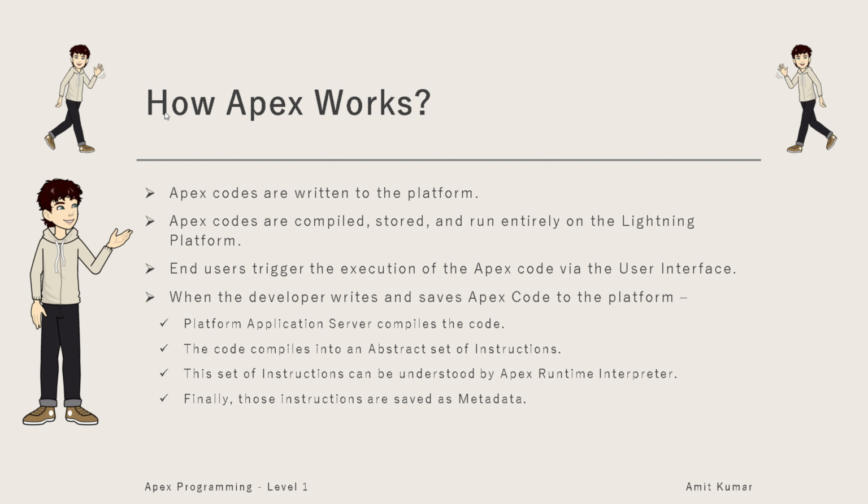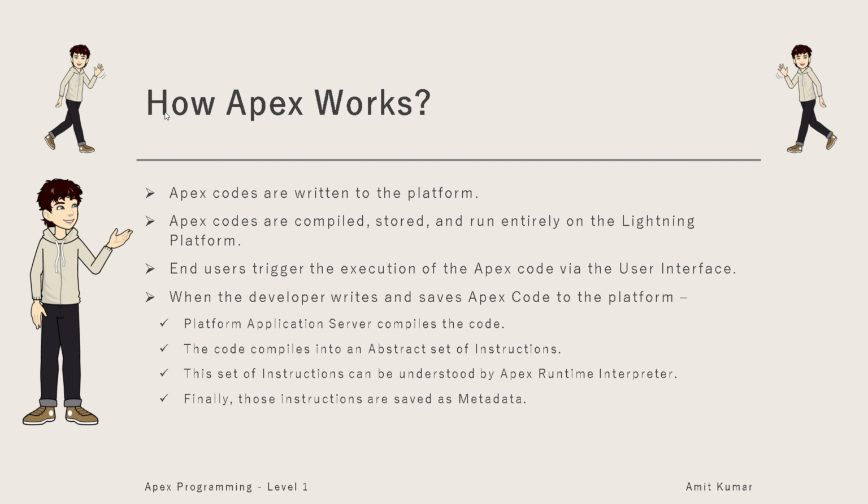But the question arises: when does the Apex code run? Once the Apex code is compiled and stored, whenever the end user performs any task on the user interface, that action can trigger the execution of the Apex code. So now let's see what happens when the developer writes and saves Apex code to the platform.